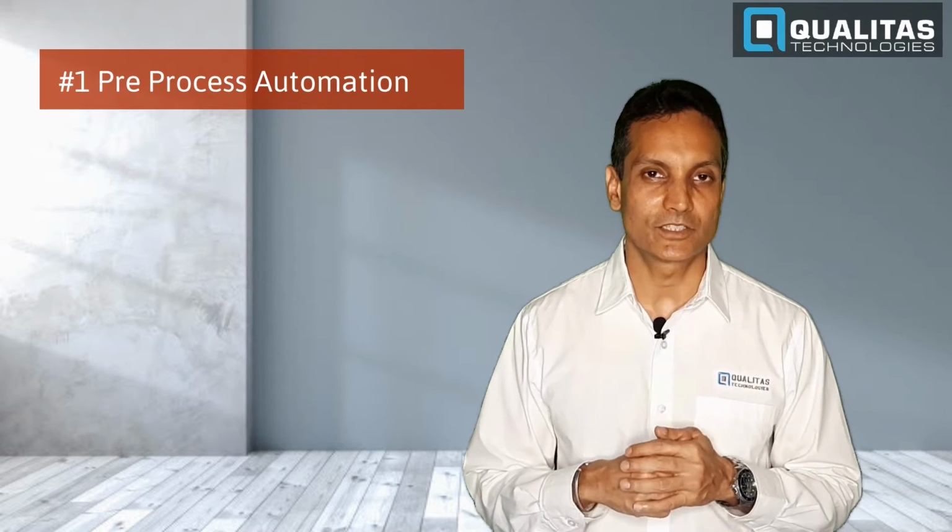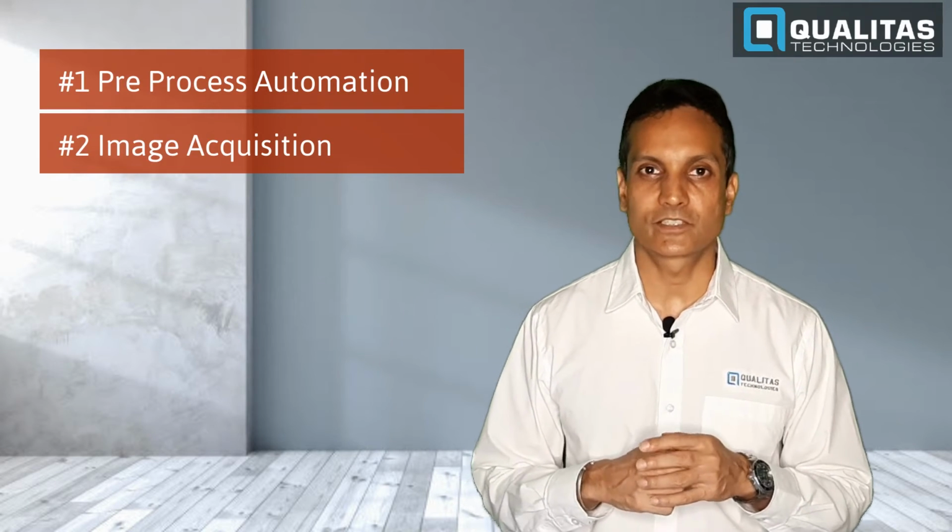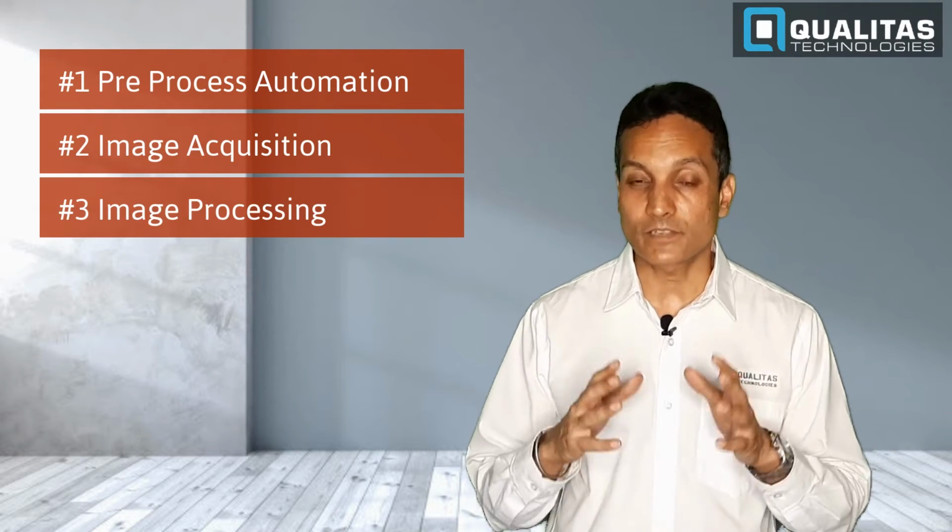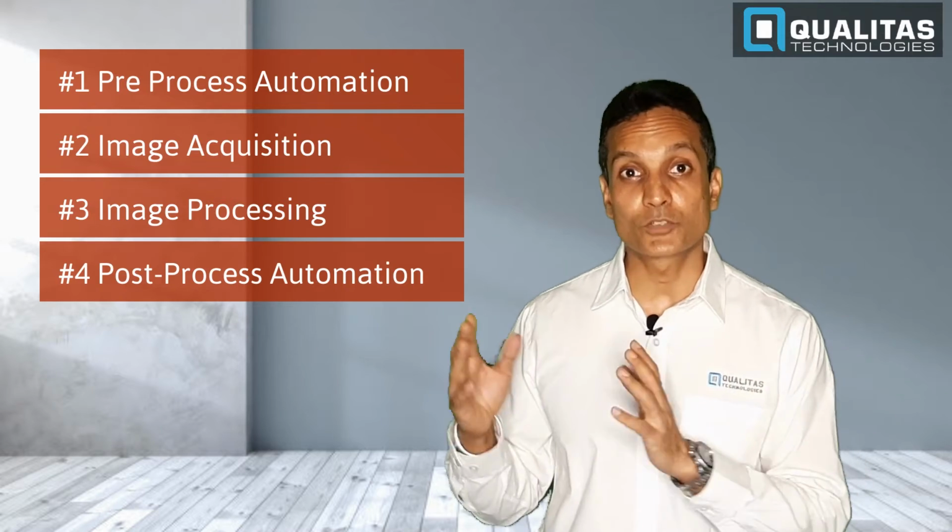So before we look at the pre-process automation, there are 4 crucial steps to designing a machine vision system. The first one is the pre-process automation. The second one is image acquisition. Third is image processing. And the fourth is a post-process automation. So let's look at the first step, which is the pre-process automation.